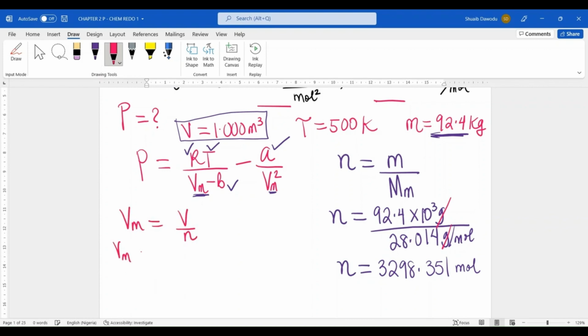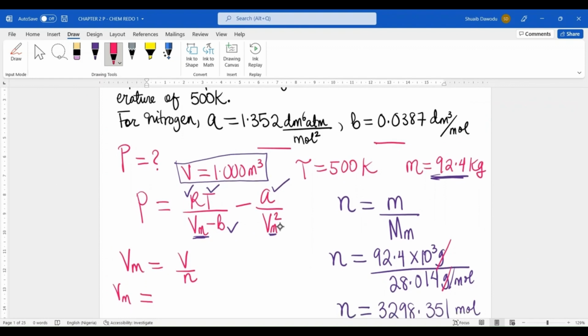So molar volume is just going to be, the volume here is 1.000 meter cube. Well, let's not forget that the value for A and the value of B that we're given in this question are in decimeters, right? And then we have the volume in meter cube. Now we have to do extra work, which is to convert from meter cube to decimeter cube, because we want to have all our numerical values in the same unit, so it's easy for us to solve the question. So our work is not quite done.